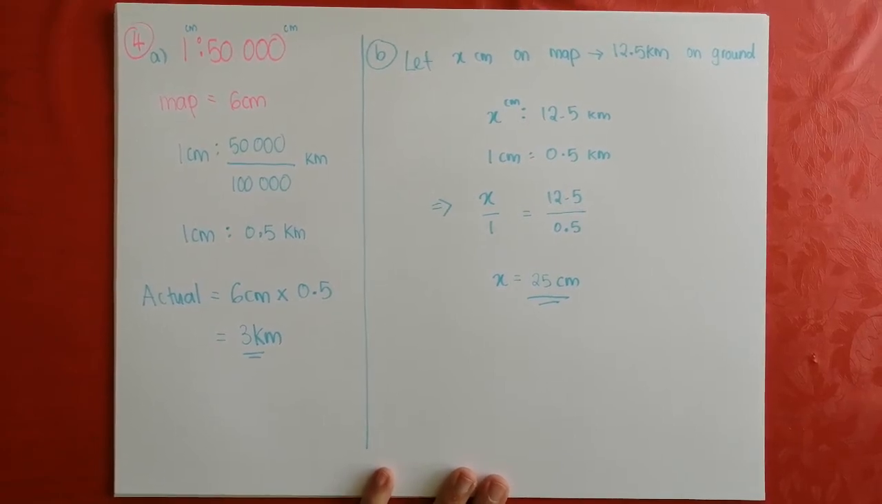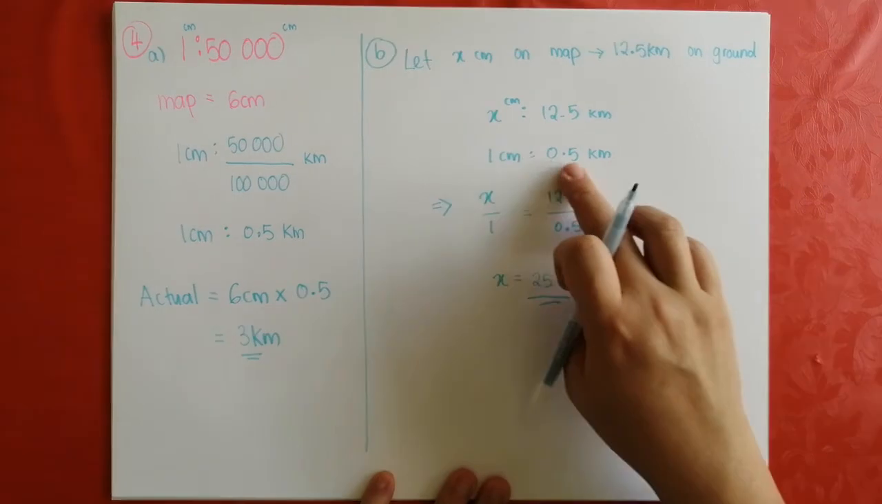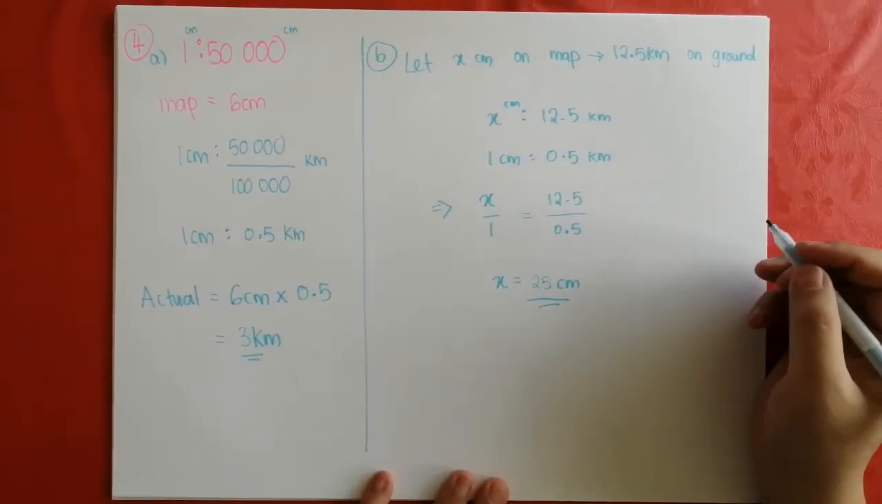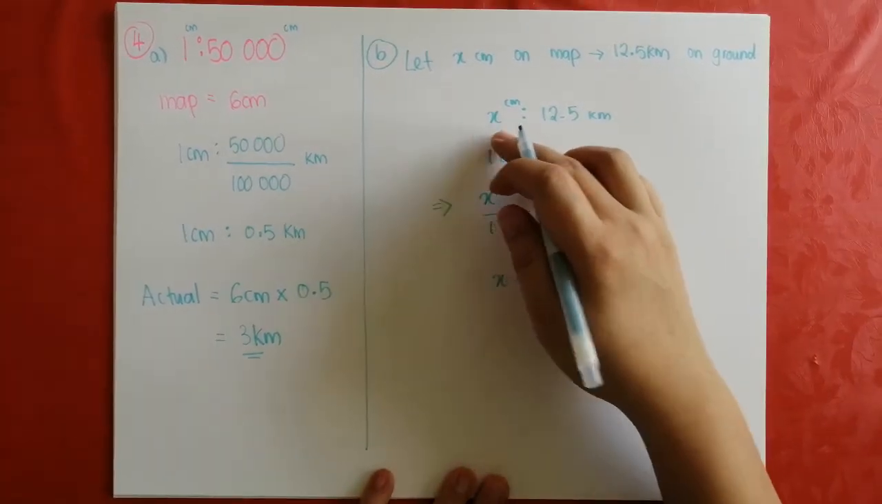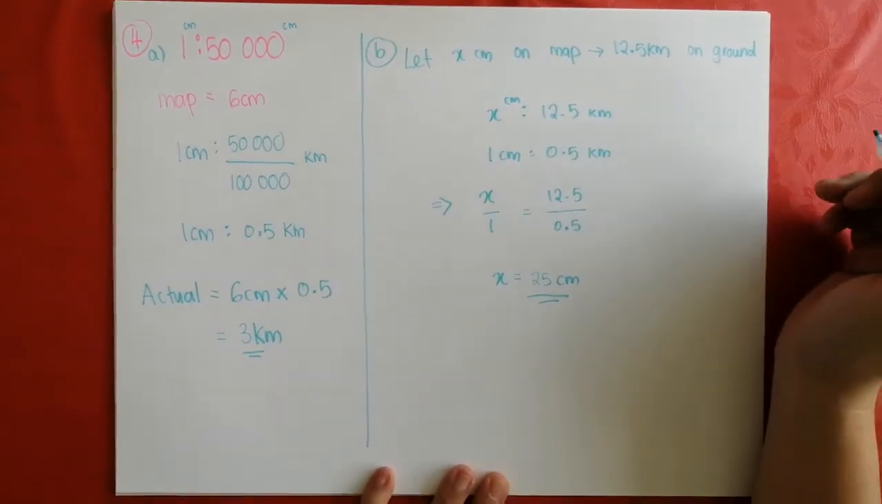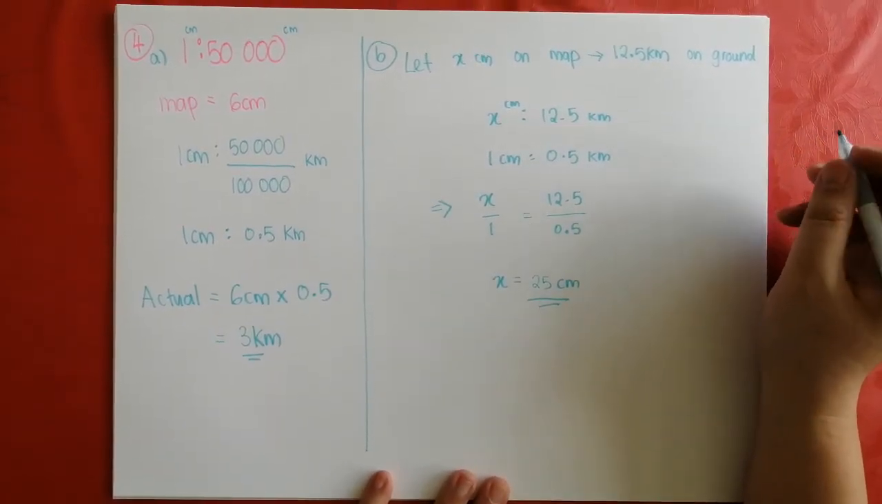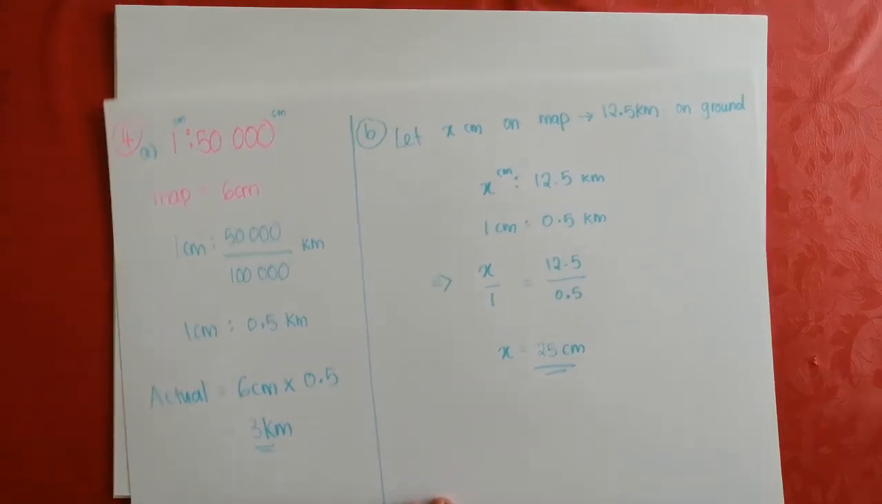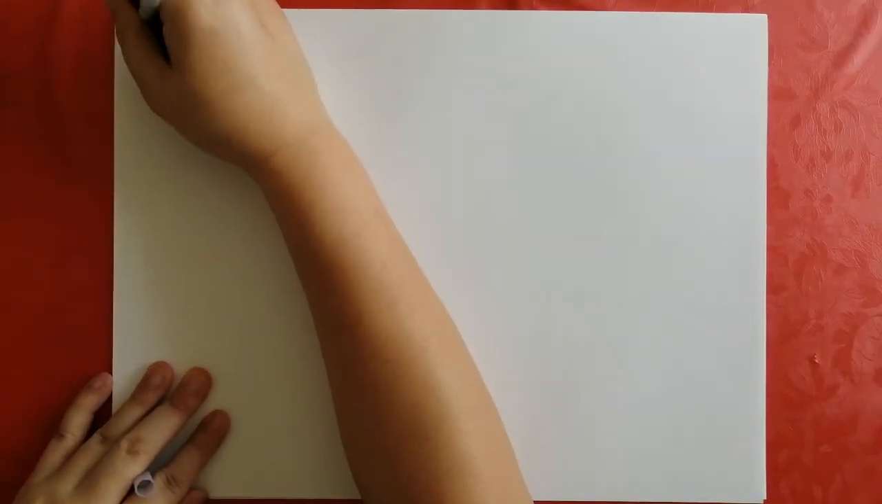What you can also do from here is cross multiply. So 0.5 times x is equal to 12.5 times 1. That also can be done. Let's move on to part C then. In part C, the question is asking us to calculate the area of the lake in square kilometer, which is represented by an area of 4 square centimeter.